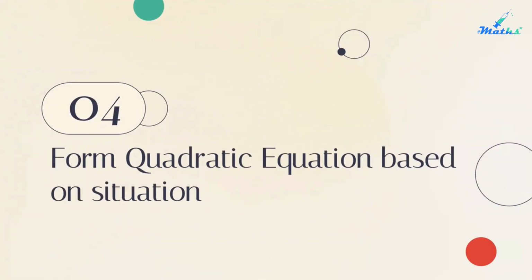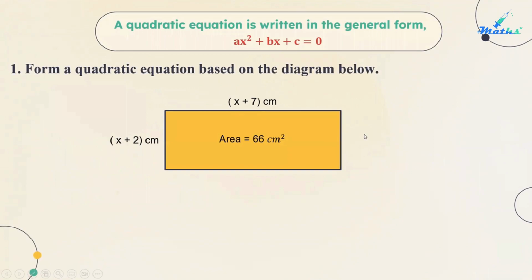Next, we proceed to our fourth topic, form quadratic equation based on situation. A quadratic equation is written in the general form, which is ax squared plus bx plus c equal to 0. Let's see example 1. Form a quadratic equation based on the diagram below. They have a rectangular box and the width is x plus 7 cm, while the height is x plus 2 cm and the area is 66 cm squared.